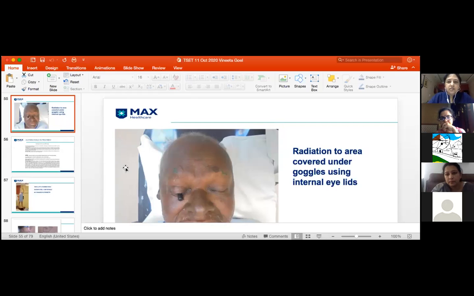So the depth of the treatment in TSET is usually from skin through 4 to 6 millimeter deep. Nails are shielded. Actually, the nails do not have to be shielded. You have to shield the root of the nail so that later on the growth of the nail continues. If you do not shield the root of the nails, then the nails may not grow back. That is why you have to shield.